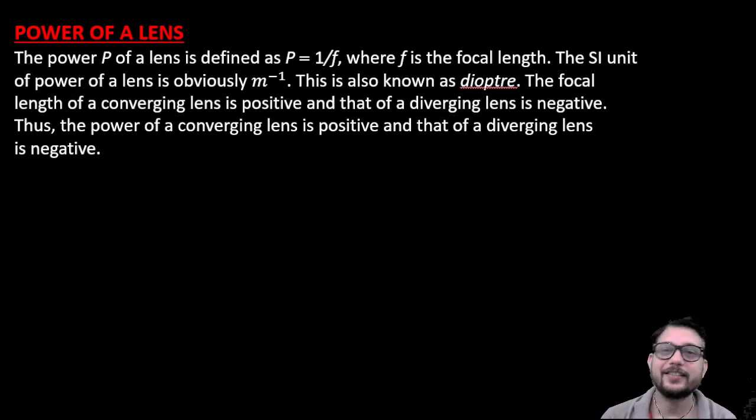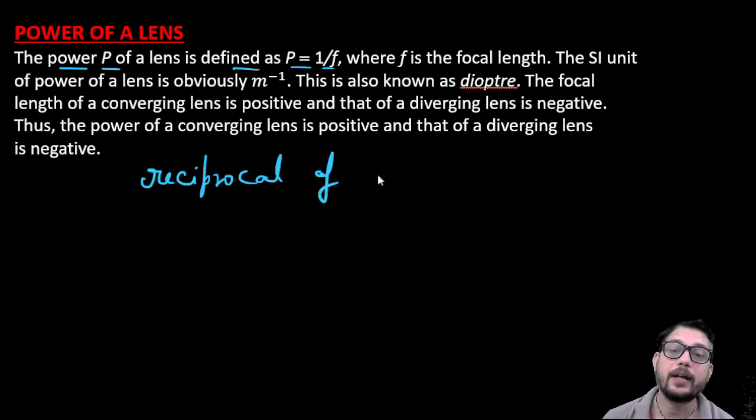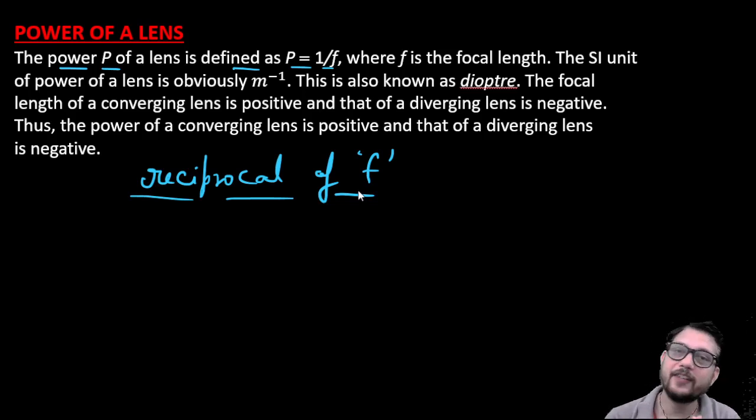As you can see here, power is represented by the symbol capital P, and it is defined as P equals 1 upon F. It means simply that it is the reciprocal of F. F stands for focal length. So if we know the focal length of any lens, then we can easily calculate the power of that lens.